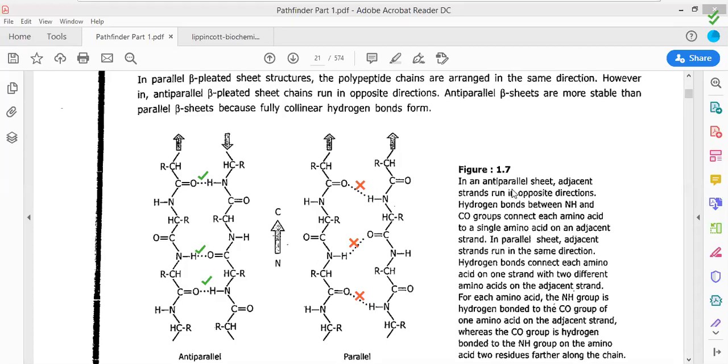I'm just clearing all the drawings. Sorry for the interruptions caused. Okay, just a second. I'm clearing all the annotations.